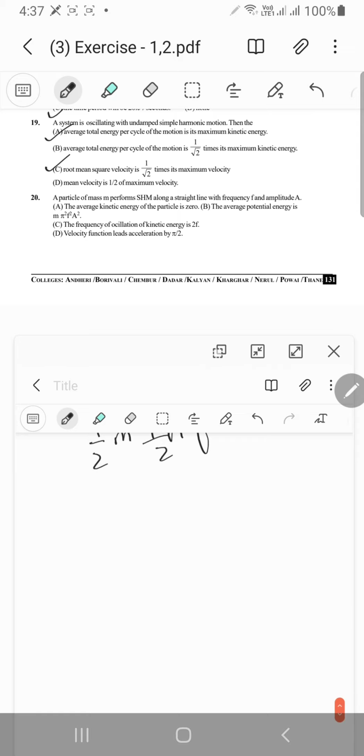Do I have to integrate once again? The average potential energy is just half kx squared, right? So it's going to be half mkx squared dt upon capital T.